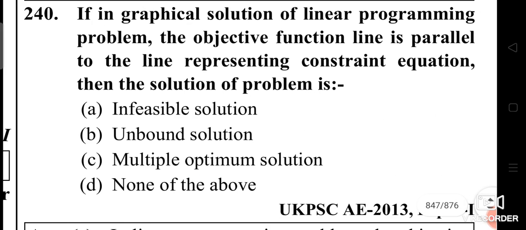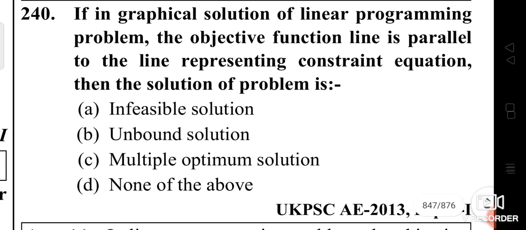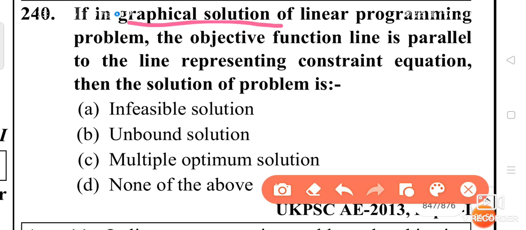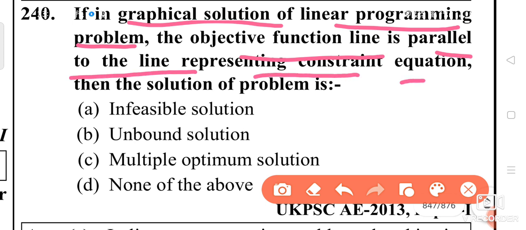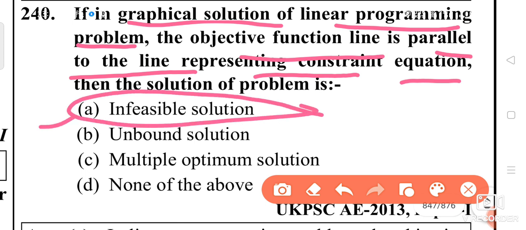Next, in a graphical solution of linear programming problem, if the objective function line is parallel to the line representing a constraint equation, then the solution of the problem is a feasible solution. A is the right answer.